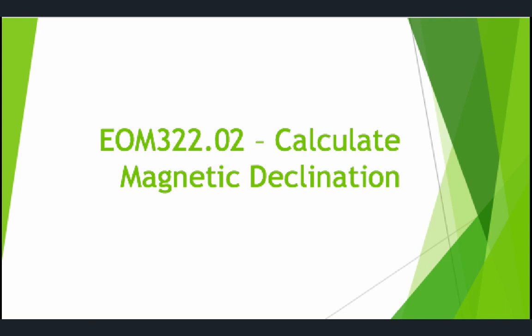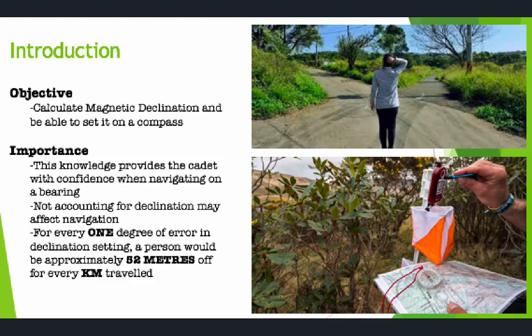Today we are going to be learning lesson EOM322.02, which is how to calculate magnetic declination. So we're going to start off with the introduction. The objective of this lesson is to calculate magnetic declination and be able to set it on a compass. The importance further is that this knowledge provides the cadet with confidence when navigating on a bearing.